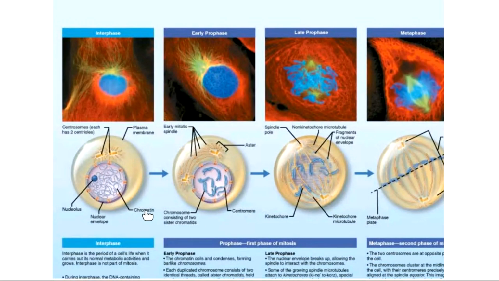Once we start the process of division, our first phase is prophase. And there are two different ways that prophase can look on a slide. I'm going to describe what the two look like, but you will never have to distinguish between early prophase and late prophase. That's not something you have to do.